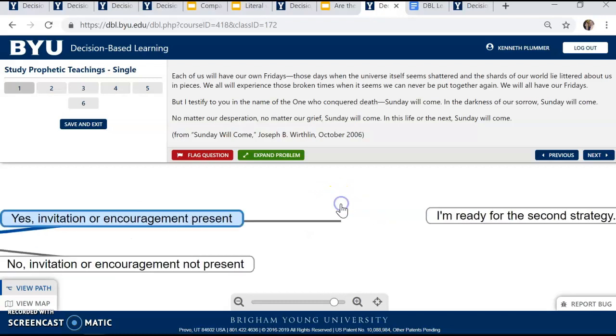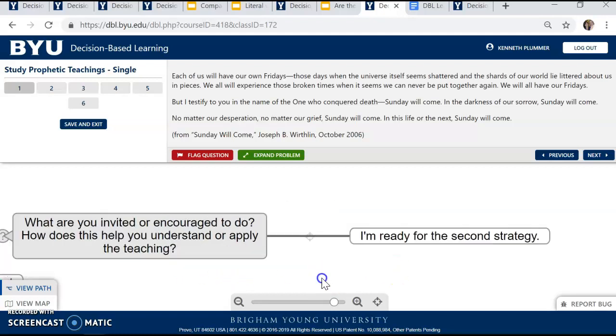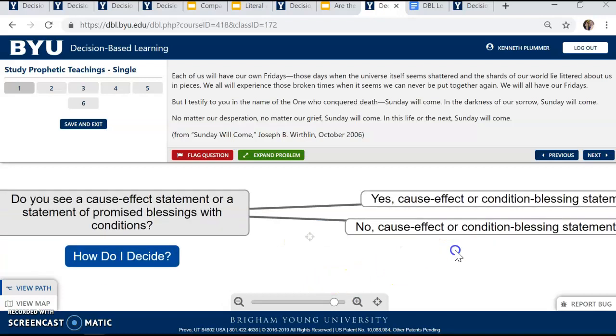And then they would click on the next one, and then we have decision points, action points, but here's a reflection point. What are you invited or encouraged to do? How does this help you understand or apply the teachings? So here the students can be introspective, and in the future we'll have an ability for them to type their response. Then they go to the next strategy.